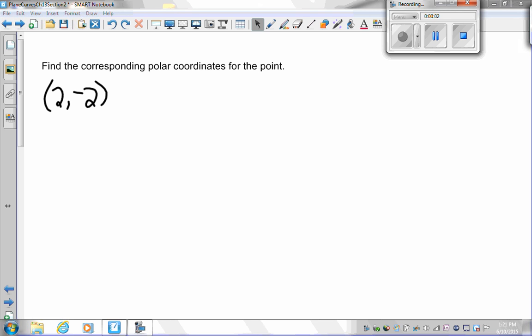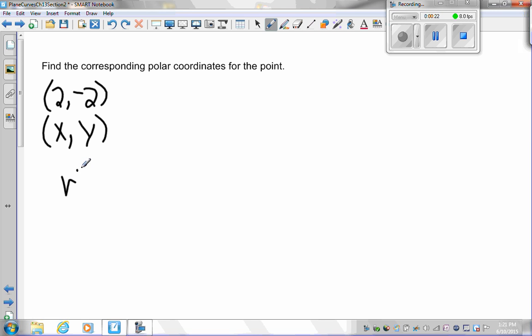Find the corresponding polar coordinates for the point 2, -2. So here we have a set of rectangular coordinates. Remember, the rectangular coordinates have the form x, y. So x here is 2, y here is -2. In order to find the polar coordinates, we use these two equations.